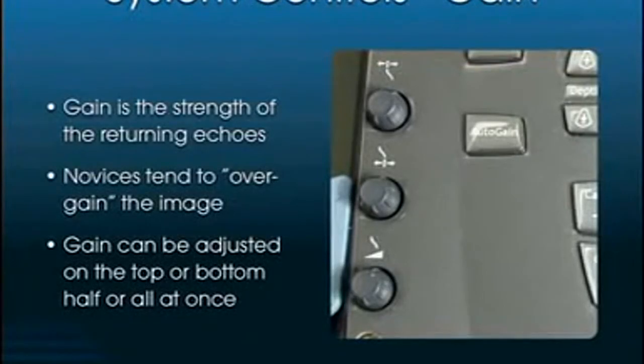And then there's the gain. The gain is control of the strength of the returning echoes. And it's common for novices to want to overgain the image, so just resist that temptation, especially in an overly lit room. You'll want to try to reach for this gain maybe a little bit too much. This is the top half of the gain field, this is the bottom half of the gain field, and this is the overall gain. And I'll show you how these work.